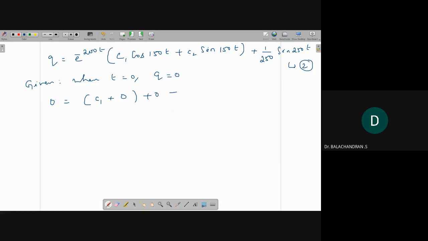Now substitute C1 equal to 0 here, you will get q equal to e power minus 200t into C2. I will write C2 here. C2 into e power minus 200t into sine 150t plus 1 by 250 into sine 250t.